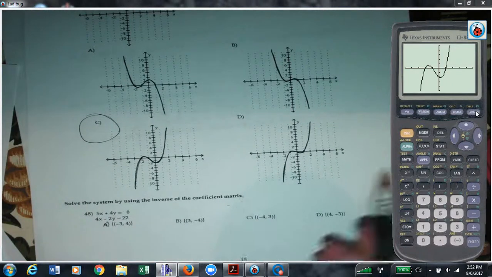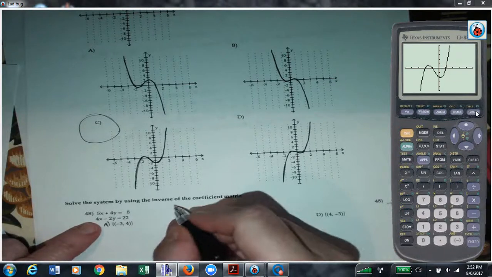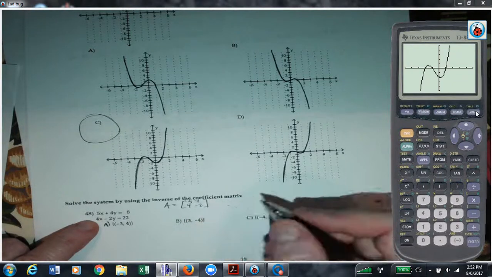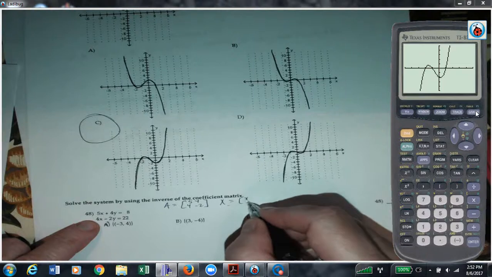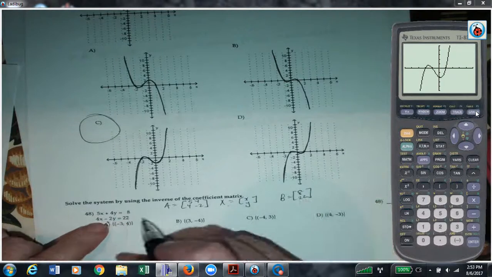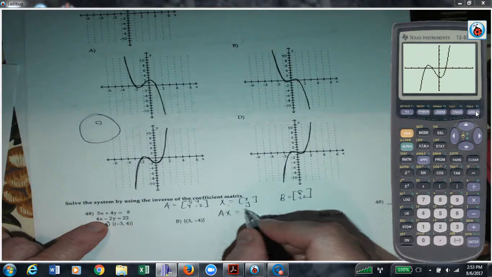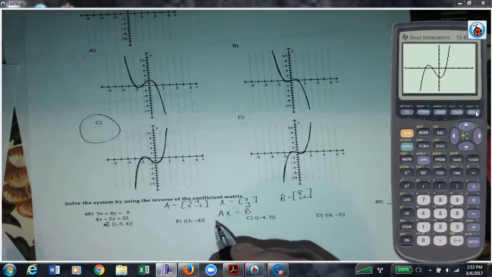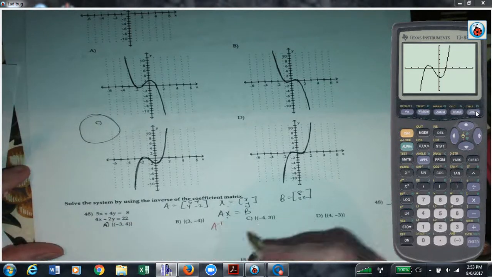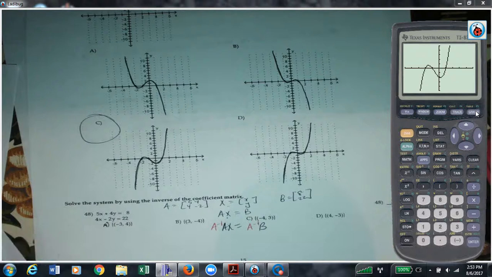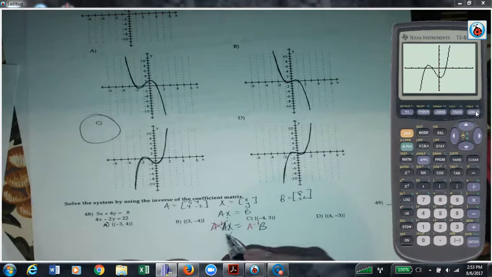Solve the system by using the inverse coefficient matrix. Okay, so if A is this matrix and X is XY and B is that, then this system I can write as A times X equals B. Now I want to solve it for X, so I multiply the left-hand side of both of these by A inverse. And you have to do the left-hand side of both because matrix multiplication is not commutative. So those will go away.